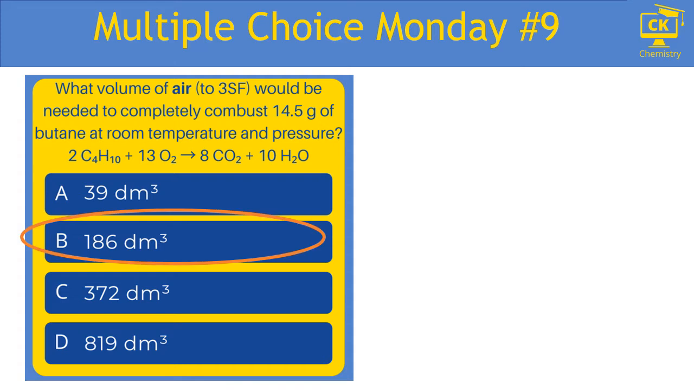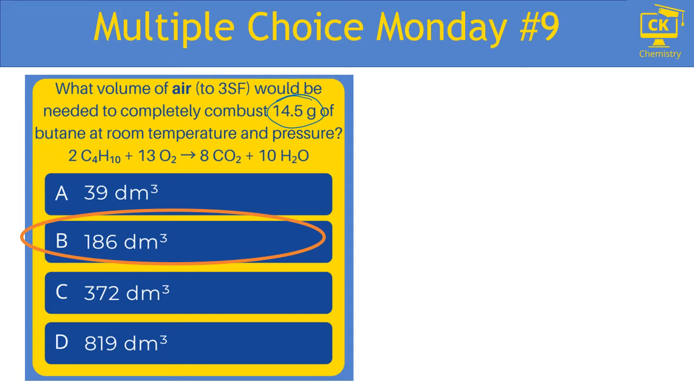So the correct answer to this calculation was B, 186 decimeters cubed. Let's work out how we got there by working through the calculation step by step. So the first thing we need to do is use the fact that we've been given the mass of butane to work out the number of moles.